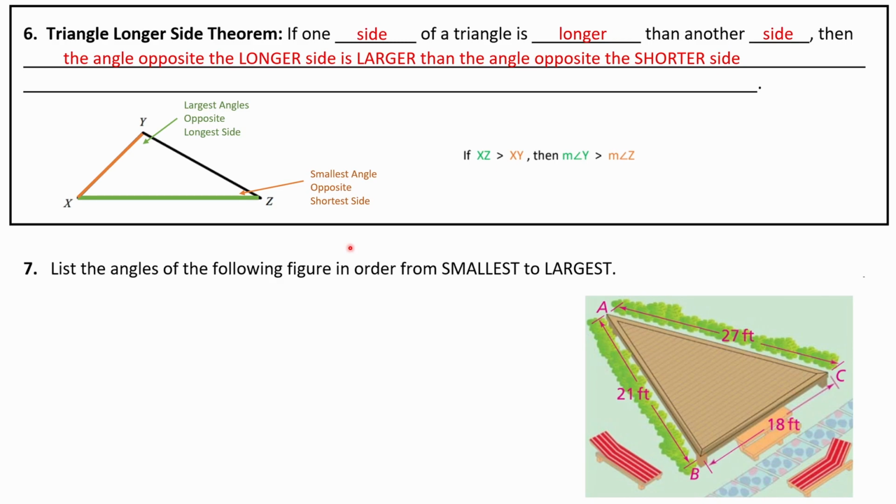Right, since we're going from smallest to largest, we'll start with the smallest first. Angle A is across from BC. BC is the shortest length of 18 feet. And then next, we have the middle-sized length, A to B, which means that angle C is going to be the middle-sized angle. And finally, AC is the largest side of this triangle, so angle B is going to be the largest angle.